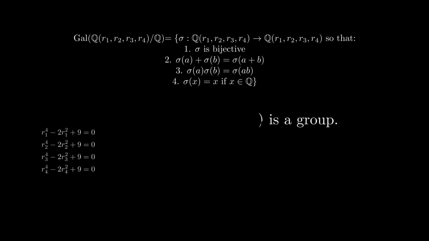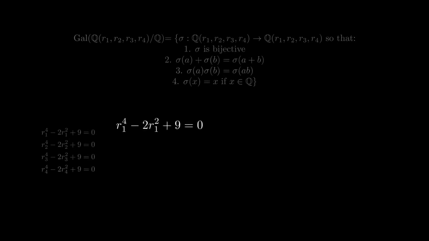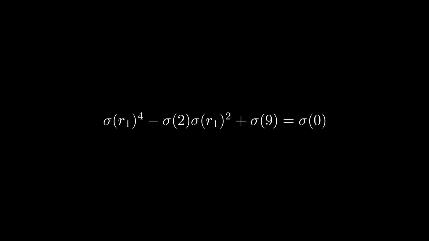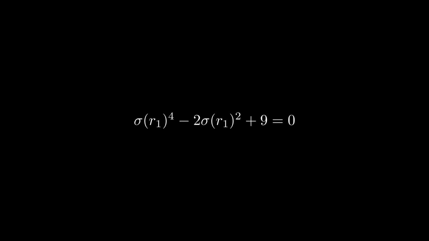Let's bring up the set of equations again. The first one says that R1 is a root of the polynomial. What if we apply one of these group elements to it? Remember that we can pull out addition and multiplication, and also that sigma leaves any rational number alone. So we're here.